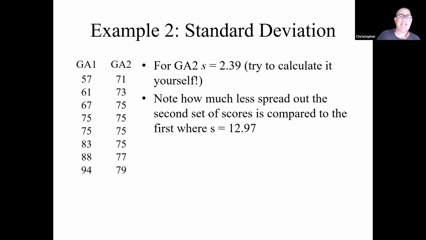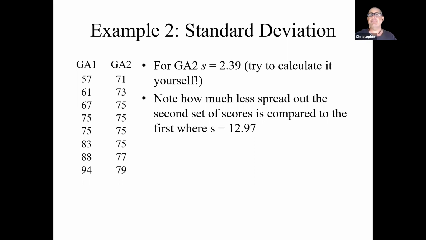One thing to note here is that that is substantially smaller than the standard deviation for the first graduate assistant, where it was almost 13. And what that's reflecting is the fact that the first GA scores are more spread out than the second GA scores. The second GA scores only range from 71 to 79, so we're going to have a much, much smaller standard deviation in that case. And that'll always be the case.